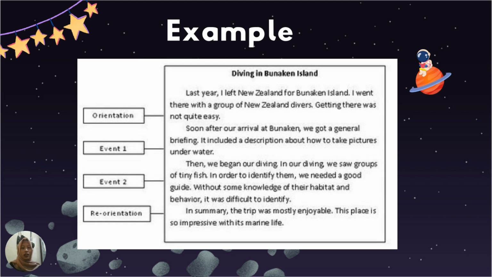This is also another example of a recount text. You can read it by yourself and just analyze it. Maybe you wonder why there are two events in this text. Why are the events divided into two, event one and two, in this text? It's only a specification. There is event one, event two, and so on. But actually, there are only three generic structures in the text: orientation, events, and reorientation.